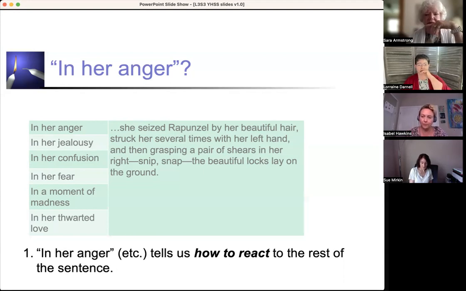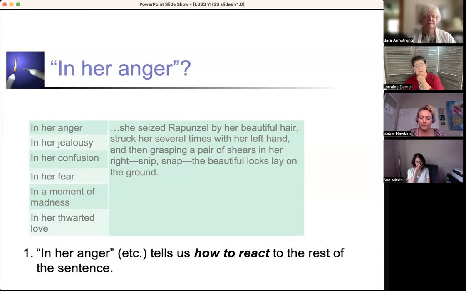She sees Rapunzel's beautiful hair, strikes her several times, grasps a pair of shears, and the beautiful locks lie on the ground. That doesn't say how she was feeling, but it makes it clear how she was feeling, right? It portrays how she was feeling. And that takes the place, as it were, of inner anger, inner jealousy, inner confusion.